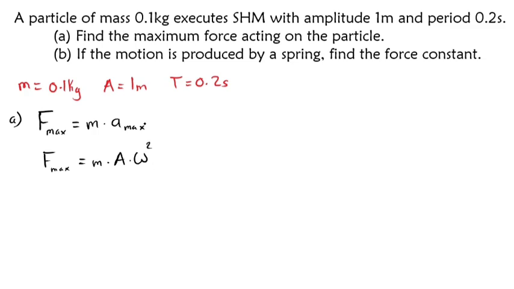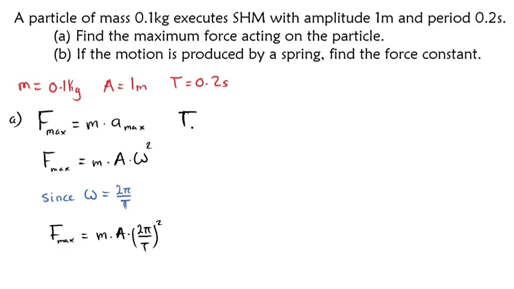Now to find this omega, we're going to use period. We've been given period. So let me just state it here: omega is equal to the formula 2 pi over period T. Because that's what I have, period, so I'll use this. Then maximum force is equal to the mass multiplied by the amplitude multiplied by 2 pi over period T, and this is squared.